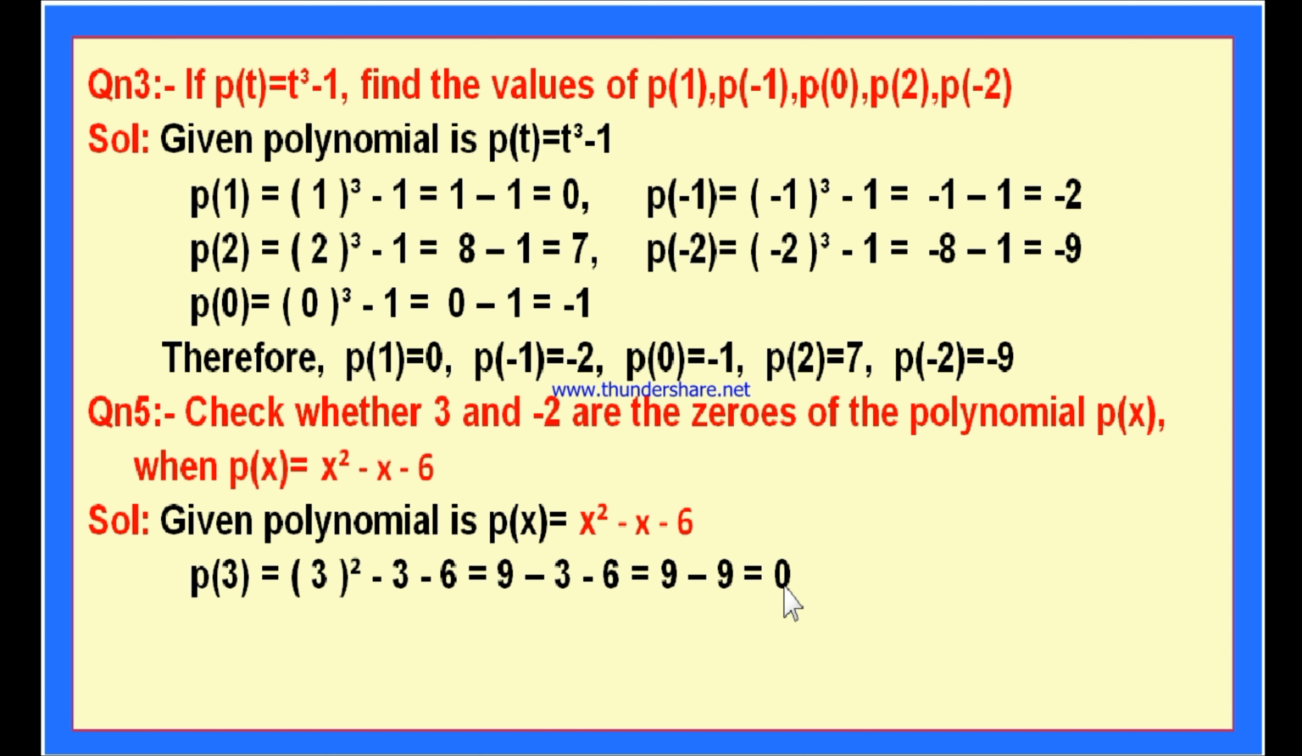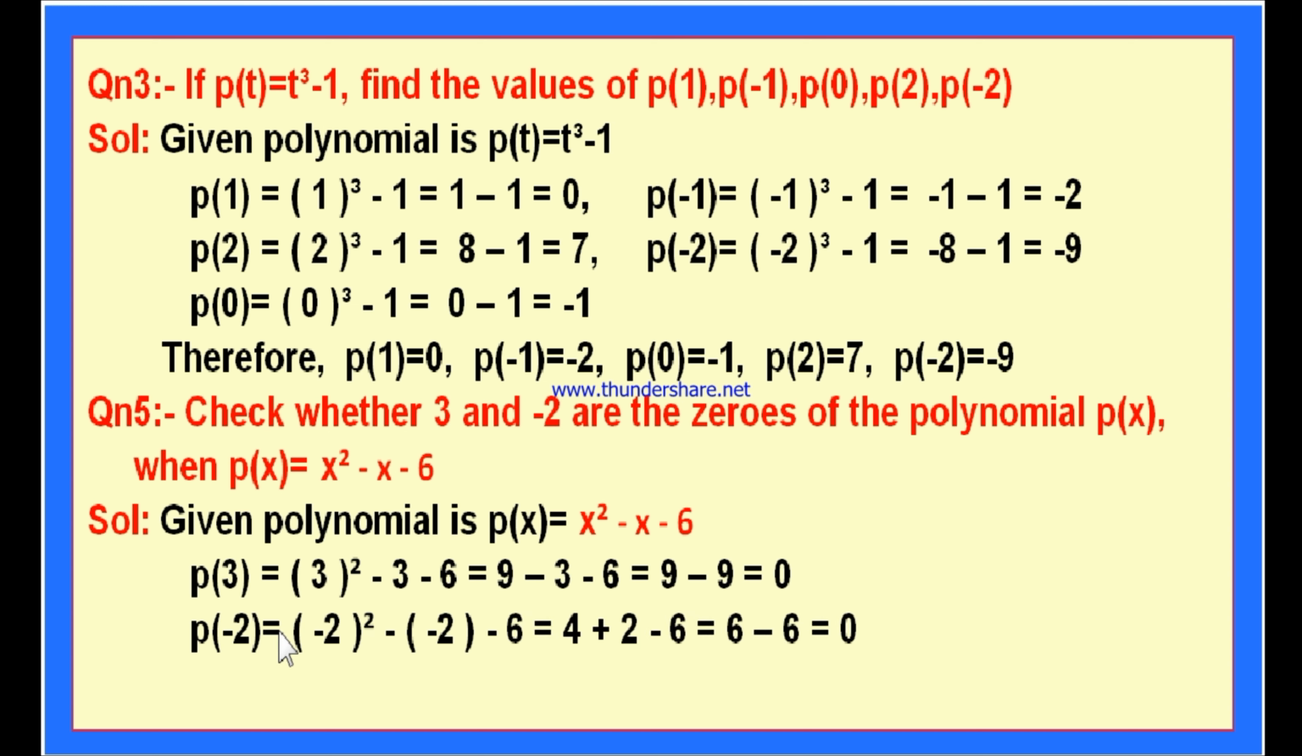And in the second case, let us substitute x is equal to minus 2. Then p of minus 2 is equal to minus 2 whole square minus x, that is minus 2, and minus 6. Minus 2 whole square is plus 4. Minus of minus 2 is plus 2 and this is minus 6. What is 4 plus 2? 4 plus 2 is 6, minus 6, and it is also 0.